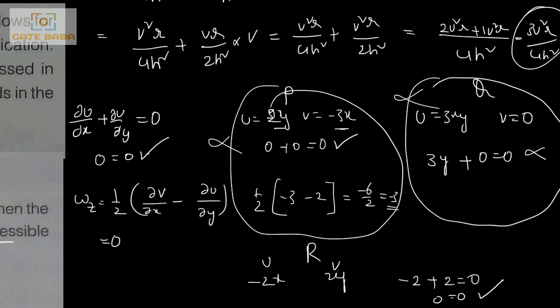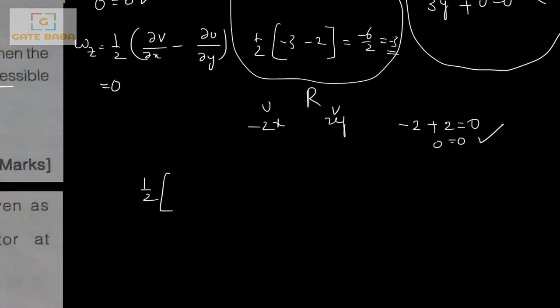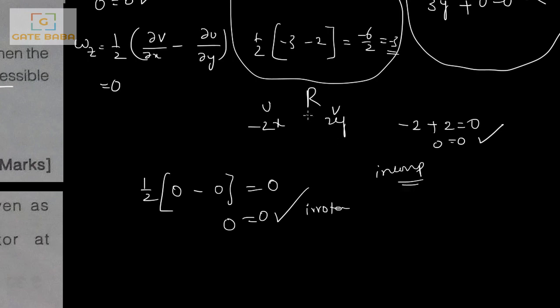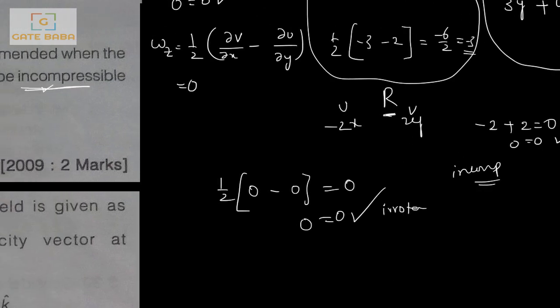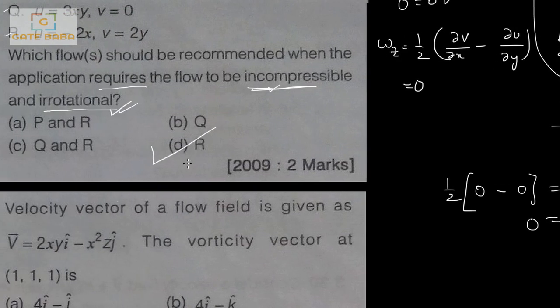Next, check for the second condition. Let me have some space here. Second condition is rotationality. 1 by 2 of dou v by dou x, so with respect to x it is 0, minus dou u by dou y, there is no y term, so it is 0 again. So 0 equals 0. Condition is satisfied. So it is irrotational as well as incompressible. So R passed both the tests. So select the fluid which is having the velocity field of R. Option D is correct. Very simple.